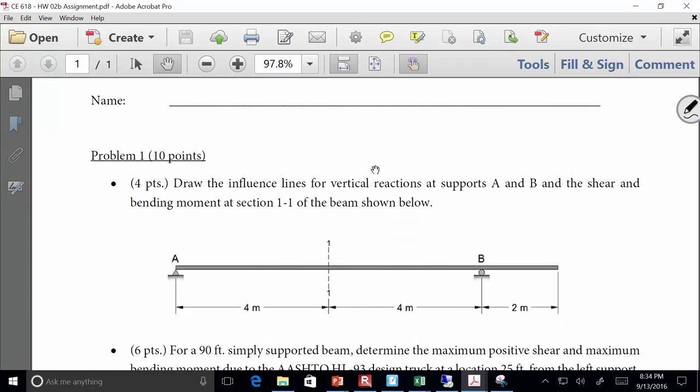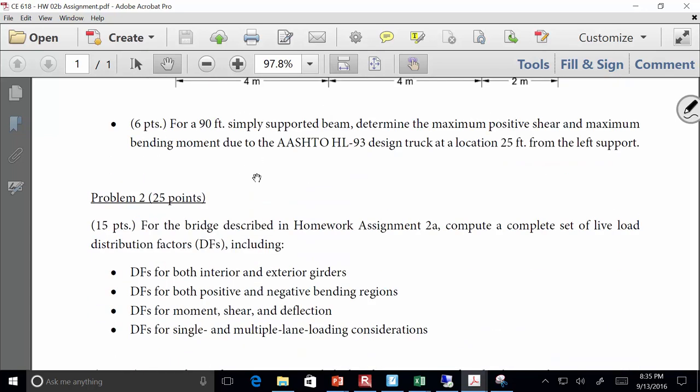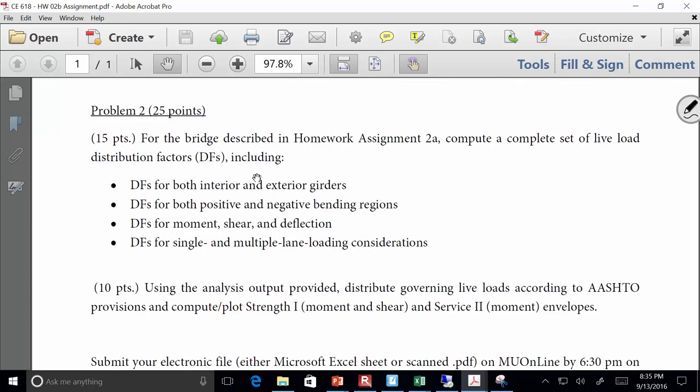This is going to be due in 2 weeks, okay? So we aren't even taking this up next week. Problem 1 is 10 points. I want you to draw the influence lines for the reactions here and here and for shear and moment there. That should dust off some of your structural analysis skills. And then for a 90-foot simply supported beam, determine the maximum positive shear and maximum positive bending moment due to the design truck 25 feet from the left support, which you should be able to do after the lecture today. It's pretty straightforward.